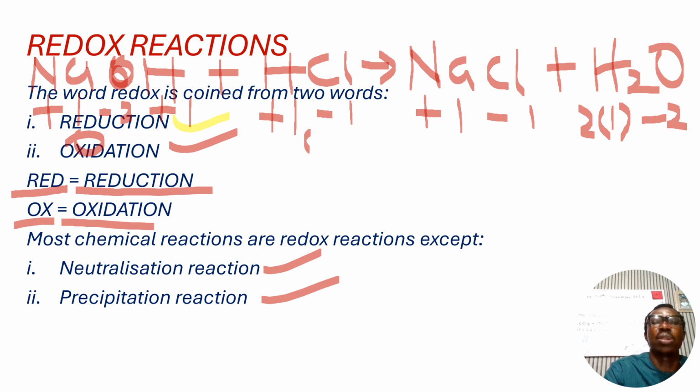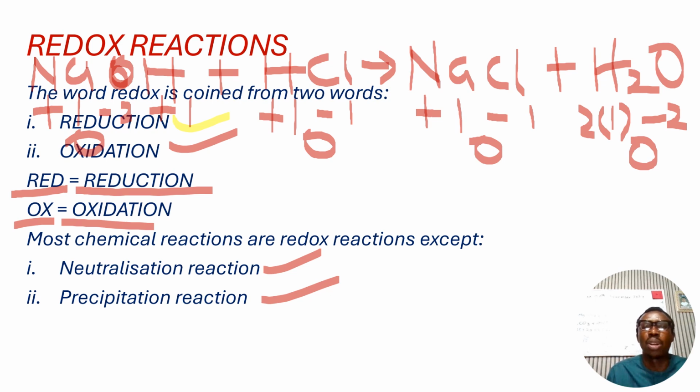Plus 1 minus 1, the oxidation number here is 0. Plus 1 minus 1, the oxidation number here is 0. 2 times 1 is 2, 2 minus 2 is 0. So you describe that there is no change in the oxidation number. So neutralization reaction is not a redox reaction because there's no change in the oxidation number of the reactants and also what they produce. Now let's take an example of a precipitation reaction.